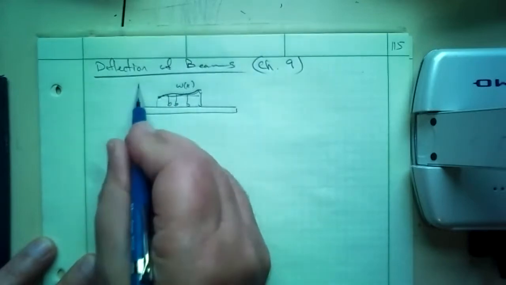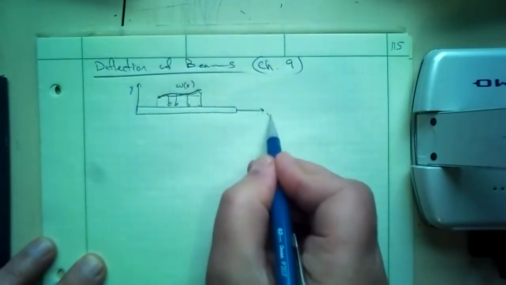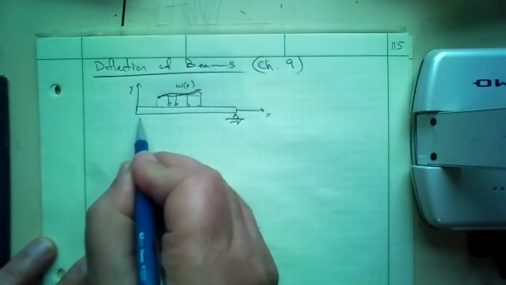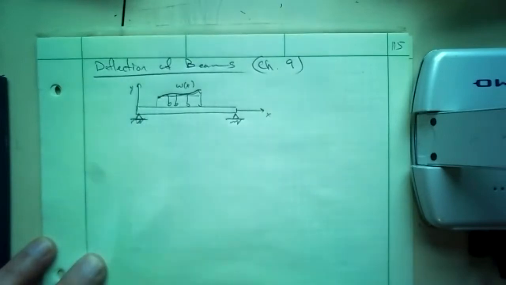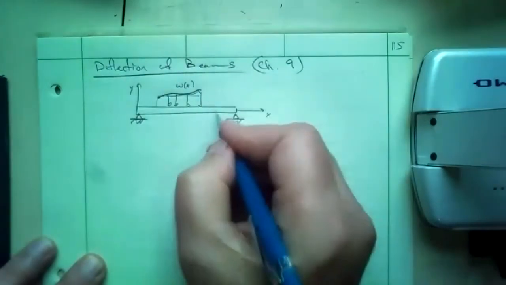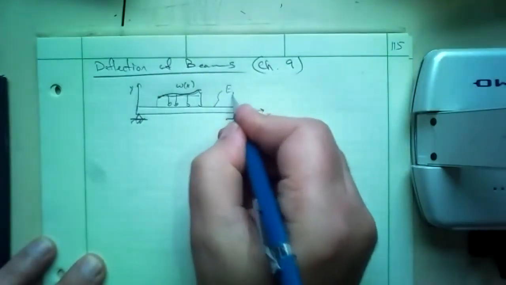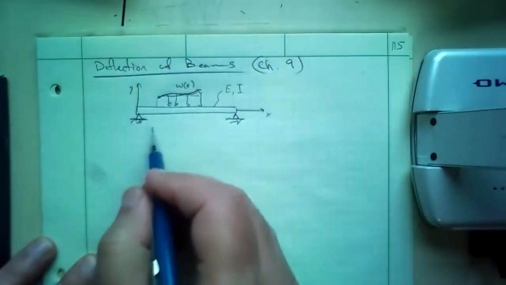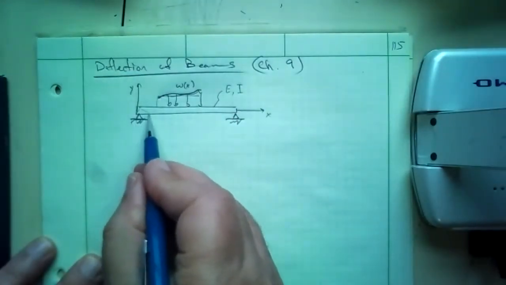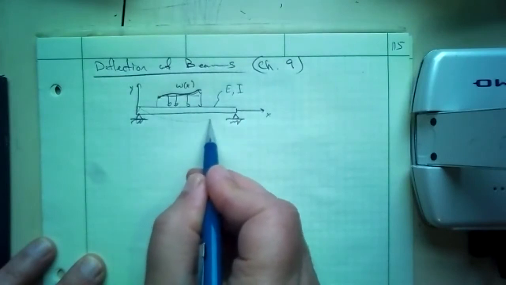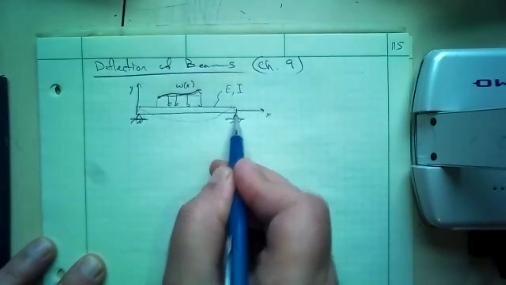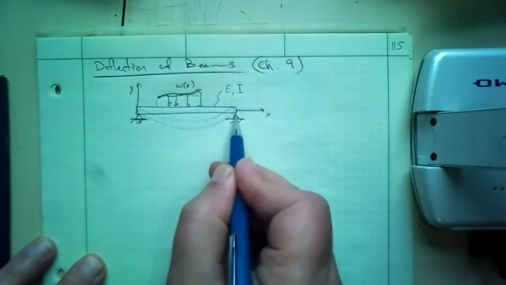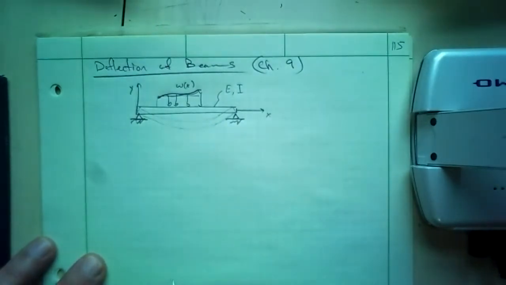And I'm supporting it at the ends. So I have a support 1 and a support 2. This is called simply supported. And this beam, made out of material E, has a cross-sectional geometry that gives you I. This thing is going to bend, right? This is going to deflect like this. And there are going to be stresses associated with these deflections.